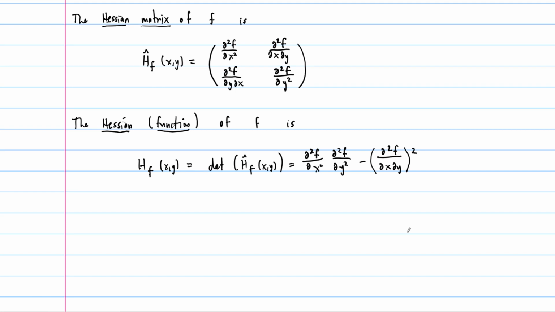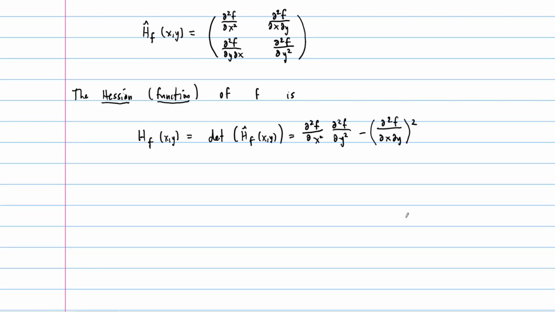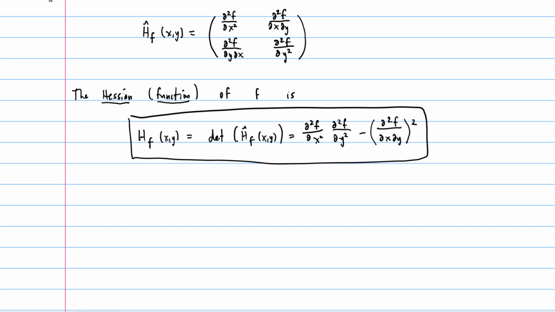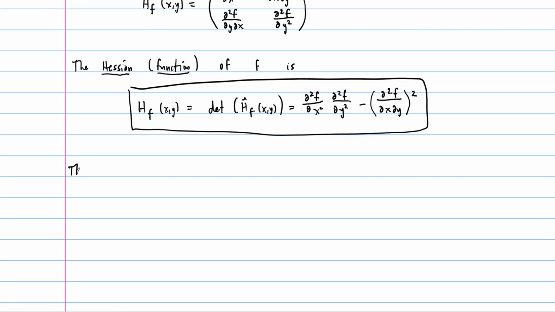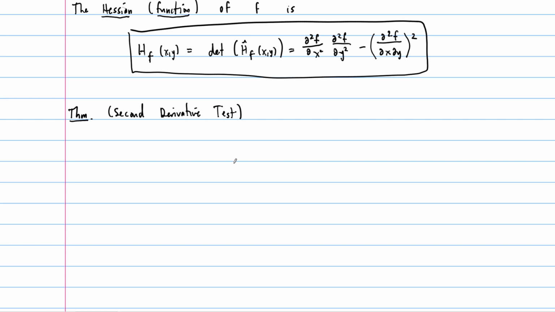All right, so let's now state a theorem. So again, this is the main reason for even defining that Hessian matrix, just because we're going to take its determinant and we're going to work with this. All right, so here's our theorem. This theorem is the second derivative test for functions of multiple variables. So it's a theorem, but it's our second derivative test.